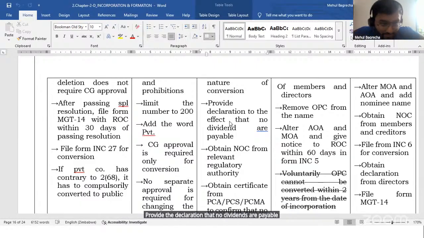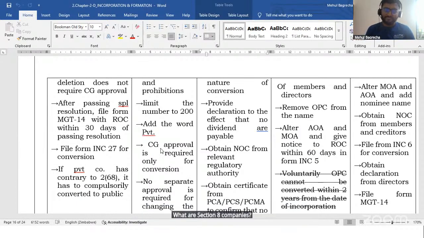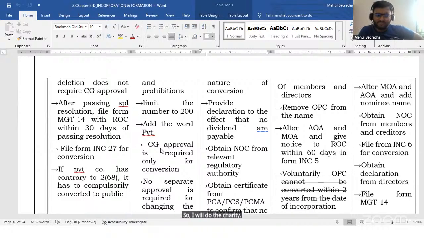So I'll tell you what people do. What are Section 8 companies? Companies which are for charity purposes. Okay. Listen to me very carefully. Let's suppose you've given some money. You've said, sir, go ahead, do some charity on my behalf. So I will do the charity. You've given 10 crore rupees. I will do the charity of 1 crore. Happy?